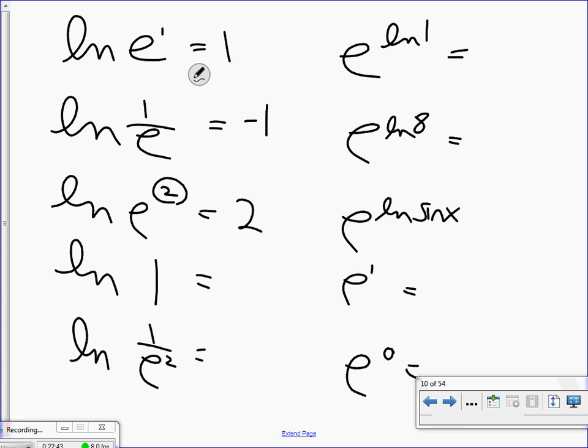This one I didn't write: the ln of 1. It's going to be 0, because isn't 1 e to the 0? So the ln of e to the 0 is 0. Or you can think of your ln graph and just remember, when x is 1, y is 0. What's the ln of 1 over e squared? Negative 2, because that's the ln of e to the negative 2.